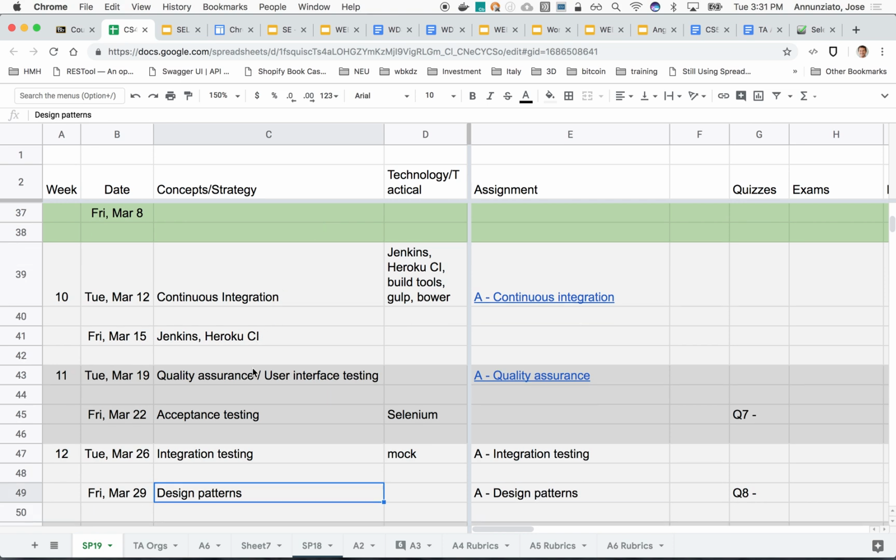Let's see. Today we'll focus on quality assurance.